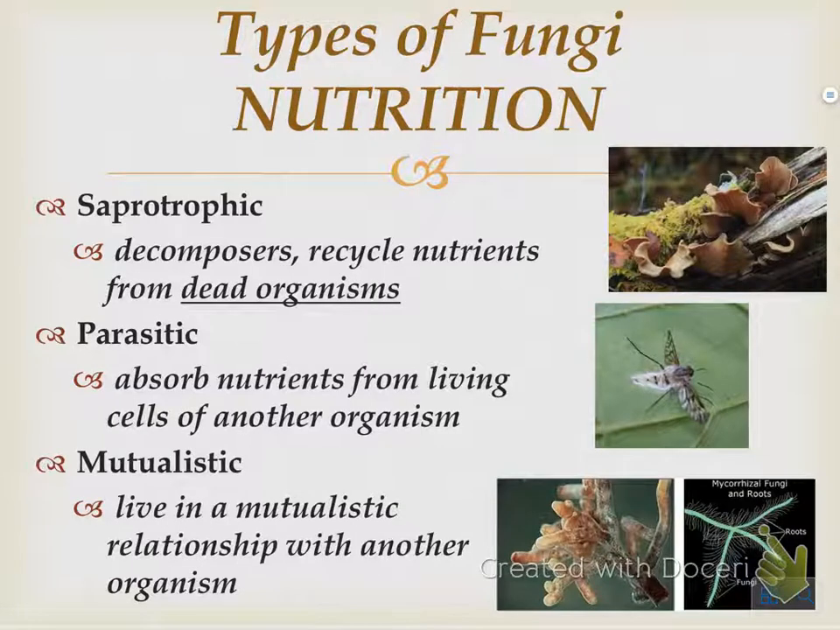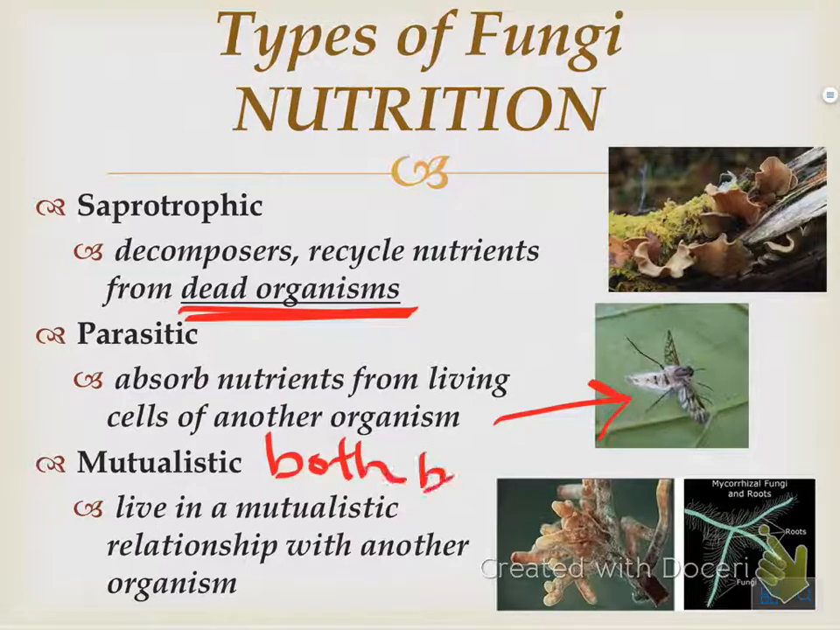So types of fungi nutrition. This is how they get their food. Saprotrophic, this is a term we've been using, so it means they're decomposers. They recycle nutrients from dead organisms. Parasitic means they absorb nutrients from living organisms, like this poor insect over here. And mutualistic is when they live in a mutualistic relationship, so they both benefit.